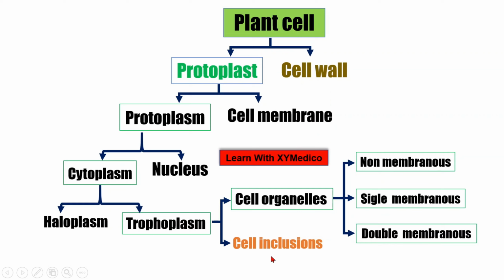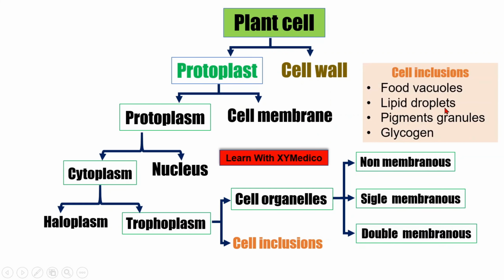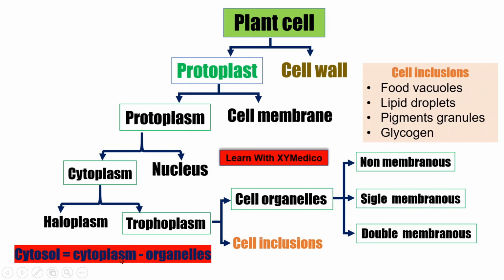Cell inclusions: food vacuole, lipid droplets, pigment, and glycogen. These structures or particles inside the cytoplasm are called cell inclusions. Now, what is cytosol? Cytosol is equal to cytoplasm minus organelles. If we remove the organelles from the cytoplasm, the remaining components of the cytoplasm will be called cytosol. For example, it consists of water, salt, food vacuoles, cell inclusions, glycogen, everything in the cytoplasm except the cell organelles is called cytosol.